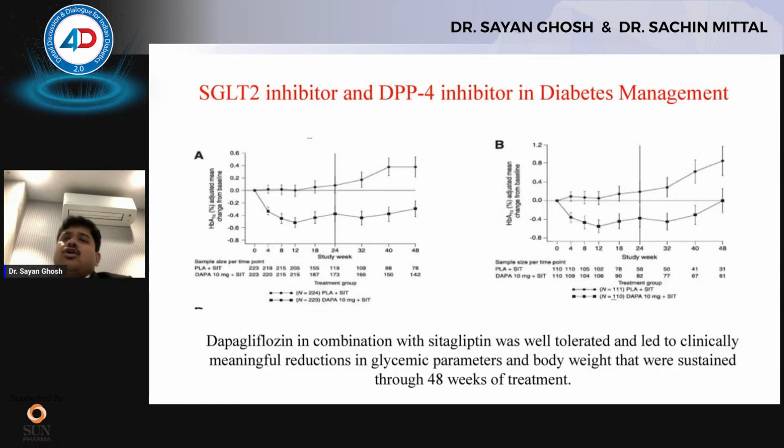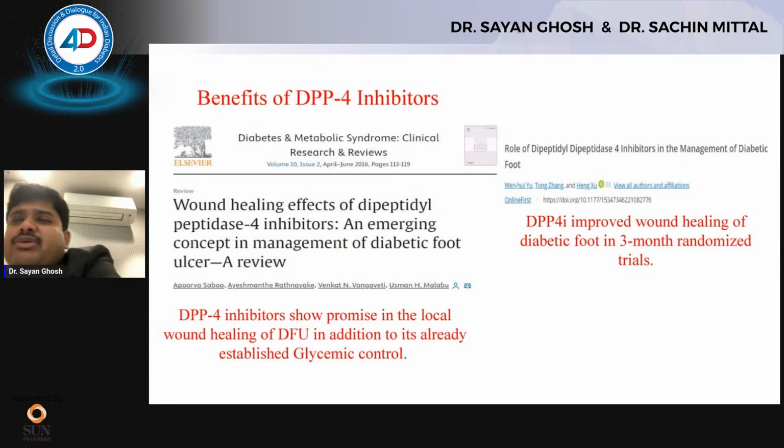Next slide. So SGLT2 inhibitor and DPP4 inhibitor in diabetes management, dapagliflozin in combination with sitagliptin was well tolerated and led to a clinically meaningful reduction in glycemic parameters and body weight that were sustained through 8 weeks of treatment. So no regaining of the body weight in the long run. HbA1c reduction is very much persistent and body weight reduction is also very much persistent. So what is the additional benefit of the DPP4 inhibitor in cases of diabetic foot ulcers? How can the DPP4 inhibitor affect wound healing?